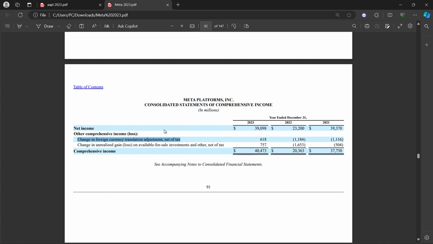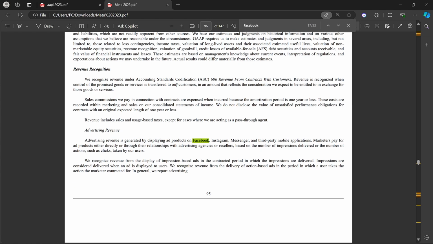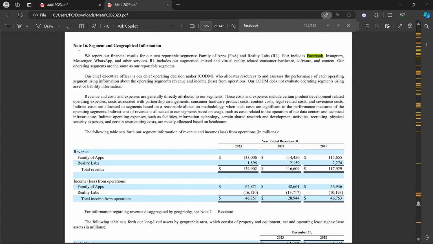Now I'm going to search one obvious service that I know Meta has. In fact, let me just search revenue recognition, and there is advertising revenue. This is what I wanted to see. I think it's a bug. I should go up to this part, note 16.